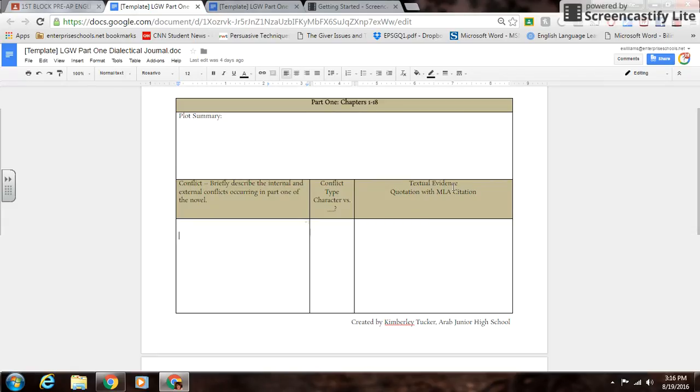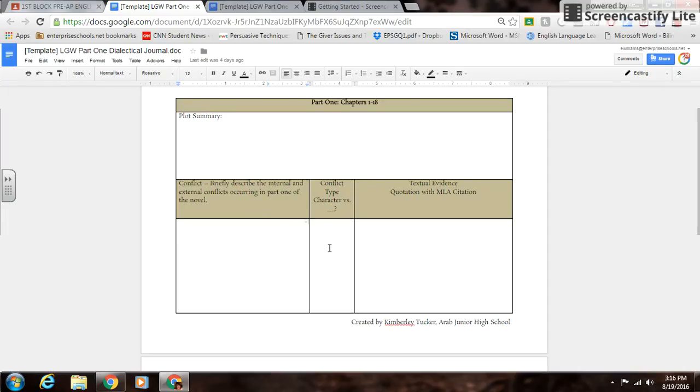You will need textual evidence, which is a quotation with MLA citation, just like we did for the steel chart, but your textual evidence will be evidence of the actual conflict that you are describing over here in this column. Then here you will describe what type of conflict it is, like character versus what? Is it character versus self? Is it character versus character? Is it character versus nature? Or is it character versus society? That's really all I have for this.